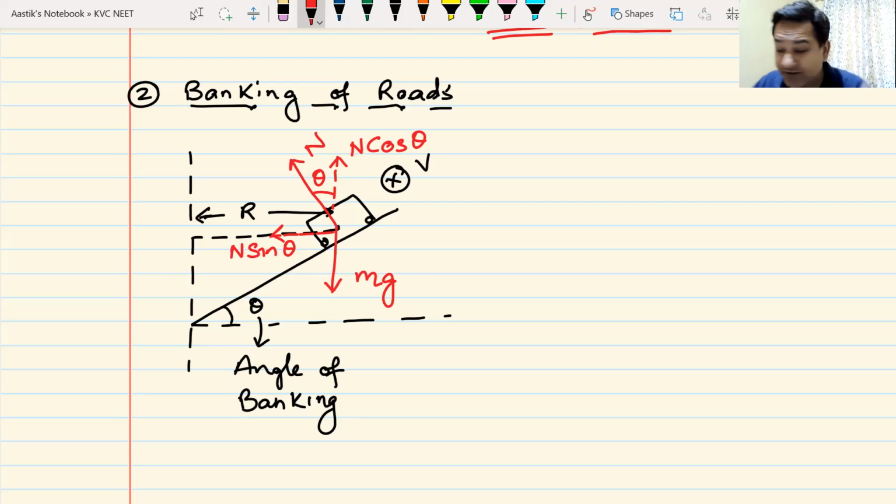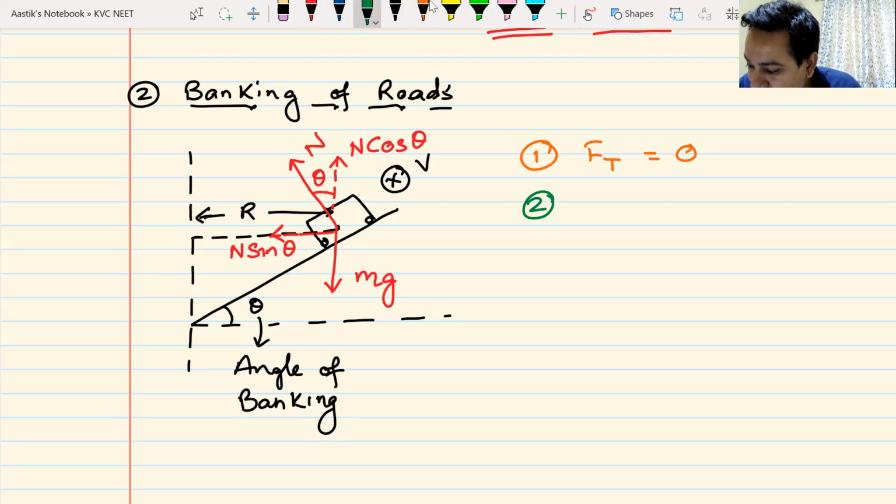And if I again write the three equations, you will see the first equation, in the tangential direction, there is no force, so nothing comes out of this. In the second equation, F centripetal. Now, who is giving you this centripetal force? Previously, it was friction, static friction. Now, I'm not relying on friction. I'm relying on the banking of the roads.